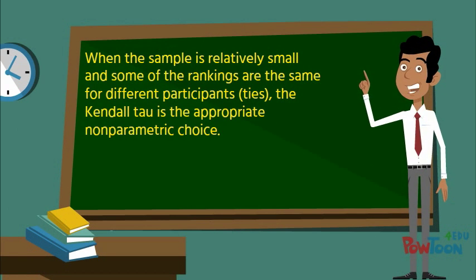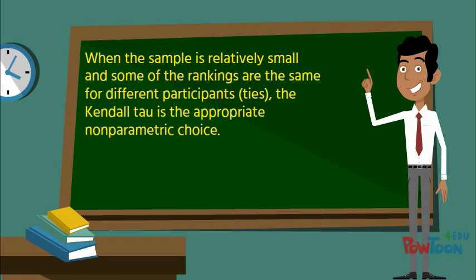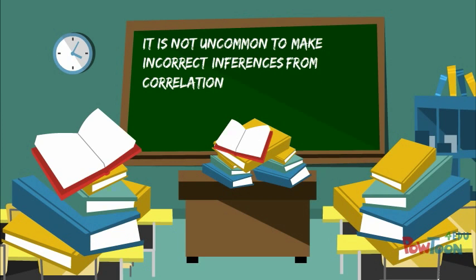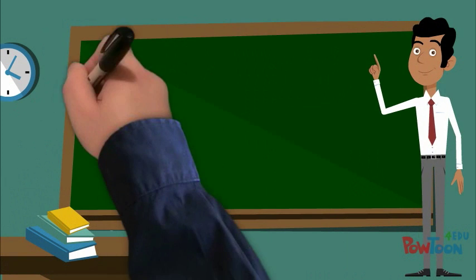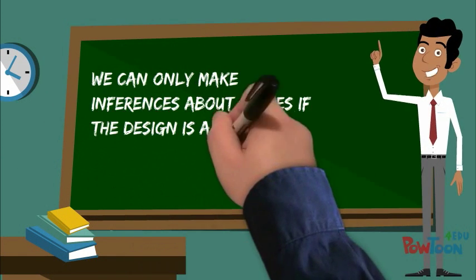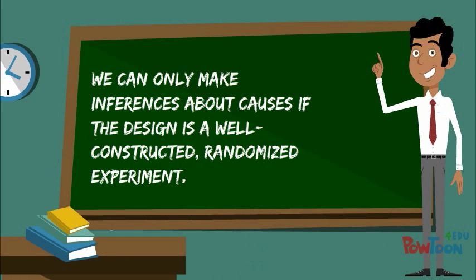When the sample is relatively small, and some of the rankings are the same for different participants, ties, the Kendall-Tau is the appropriate non-parametric choice. It is not uncommon to make incorrect inferences from the correlation coefficients. We can only make inferences about causes if the design is a well-constructed, randomized experiment.